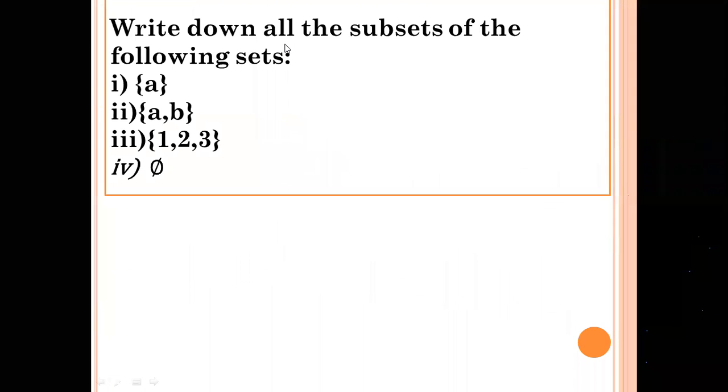Okay, you take this as homework. Write down all the subsets of the following sets. Take a screenshot. Write down all the subsets of the following sets. You know how to write it now. You have to give me the answer when you come for the next class. Okay, fine. Have you taken the screenshot, students?